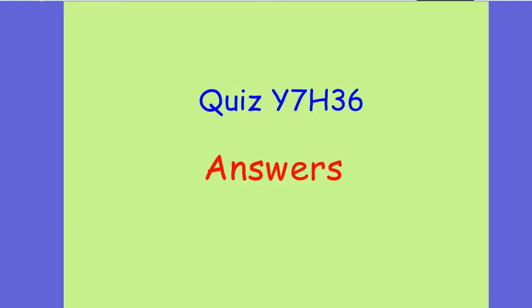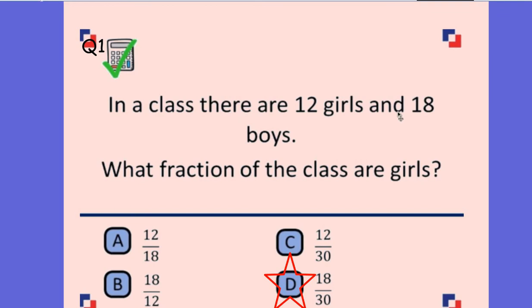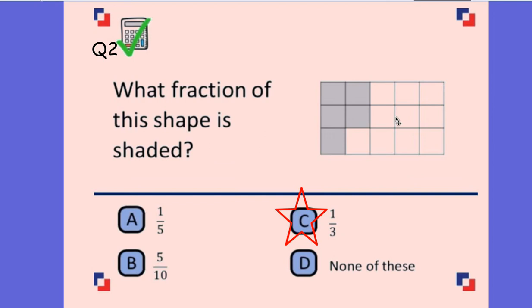Okay, let's check your answers. For question number 1, there are 18 boys out of 30 altogether. So the fraction of the class that are girls, I disagree, that should be C, 12 out of 30. There are 30 children altogether, 12 of them are girls, so the correct answer is C. For question number 2, the fraction of that shape that's shaded is 1/3. You could have worked it out, could have said, well, 5 have been shaded. I can get another 5 here and another 5 here. That's splitting the shape into 3 equal parts, so it's 1/3.